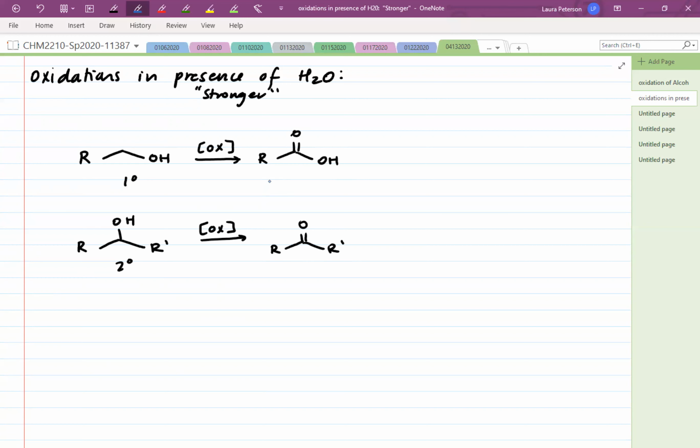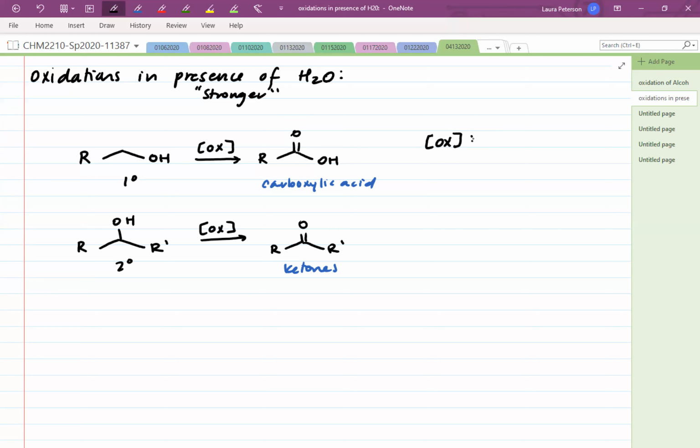Okay, so we're going to end up with carboxylic acids from our primary alcohols, and then we'll end up with ketones from our secondary alcohols. Okay, so what are these oxidation conditions? Okay, so the oxidation conditions, there's generally three different ones that we can consider. Okay, so here's what they could be.